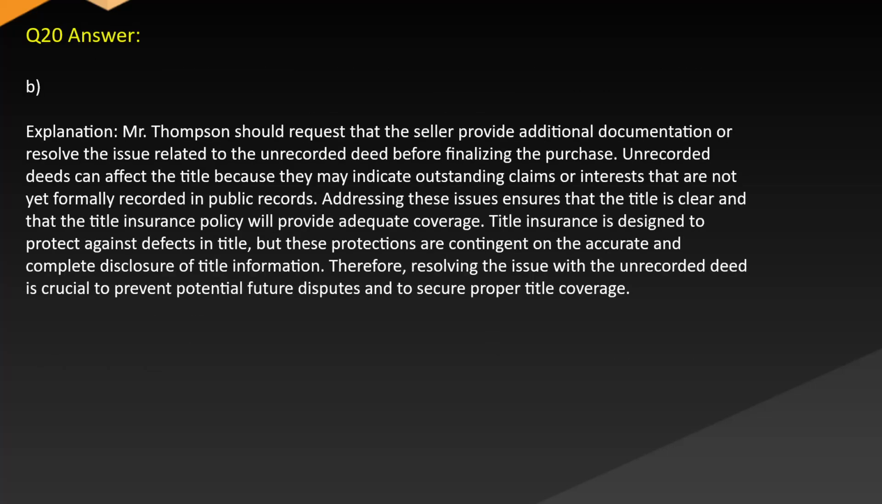Answer B. Explanation. Mr. Thompson should request that the seller provide additional documentation or resolve the issue related to the unrecorded deed before finalizing the purchase. Unrecorded deeds can affect the title because they may indicate outstanding claims or interests that are not yet formally recorded in public records. Addressing these issues ensures that the title is clear and that the title insurance policy will provide adequate coverage. Title insurance is designed to protect against defects in title, but these protections are contingent on the accurate and complete disclosure of title information.